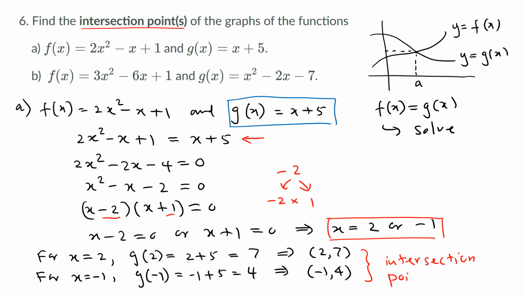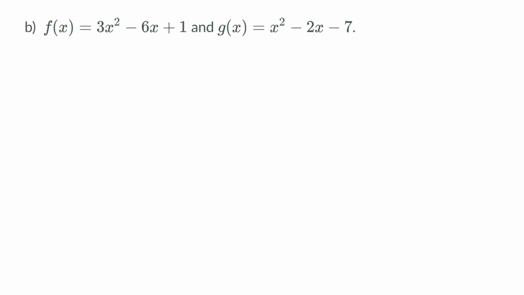Intersection points. Good. So let's look at the next one, which is f(x) = 3x² − 6x + 1 and g(x) = x² − 2x − 7. We do the same thing. We can set them equal, so we have 3x² − 6x + 1 = x² − 2x − 7.